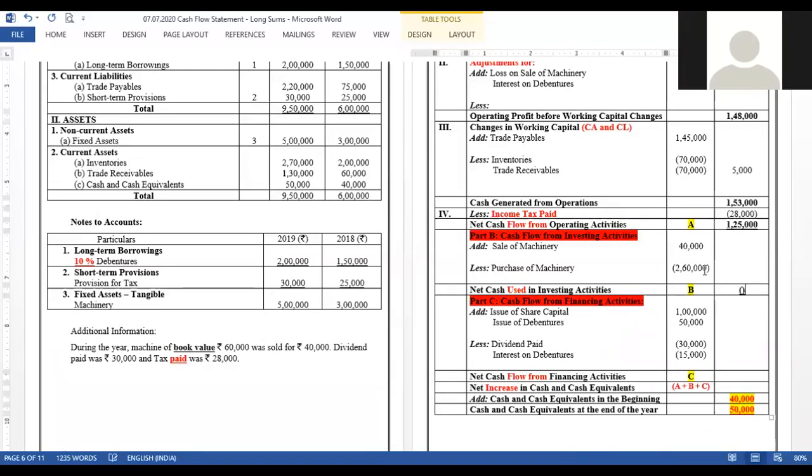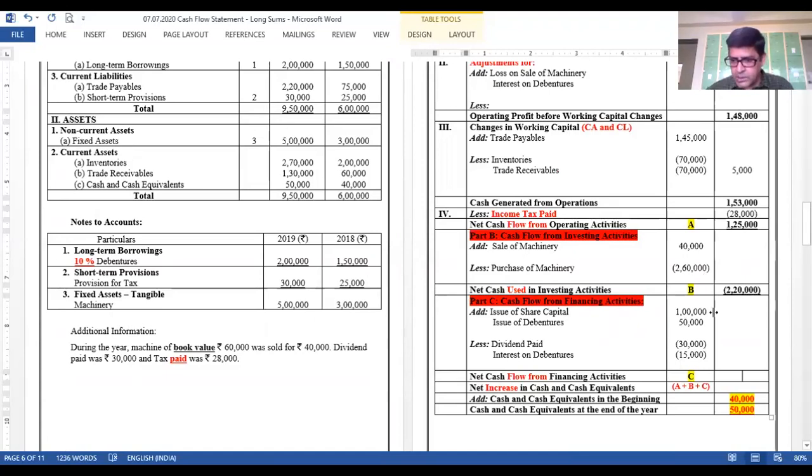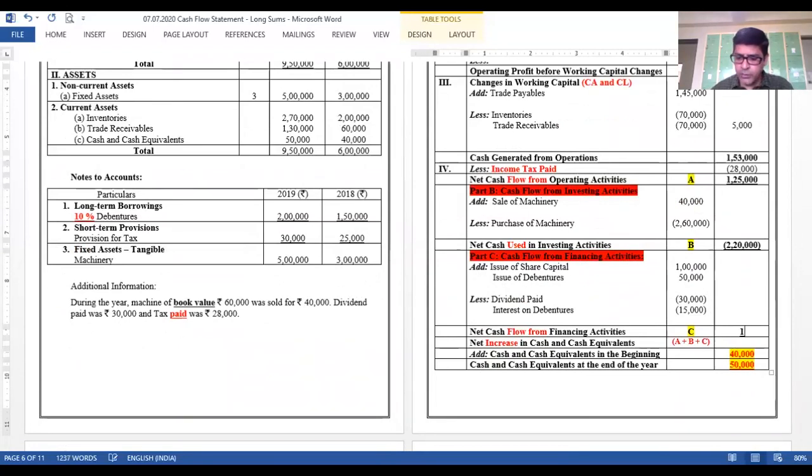Negative 2,20,000. Yes, 2,20,000. Okay, over here financing 150 minus 45. 105. Okay. So 125 plus 105, that's 230. 230 minus 220, that will be 10,000. So 10 plus 40 is 50.